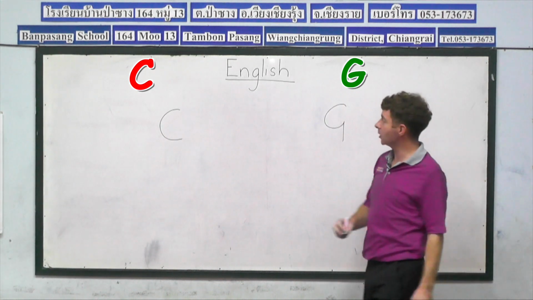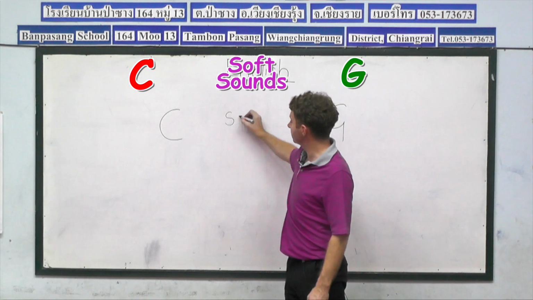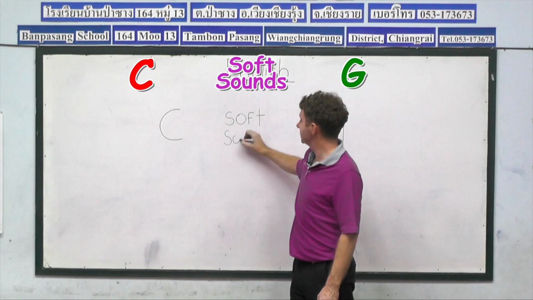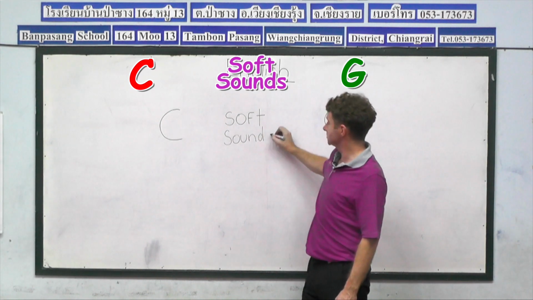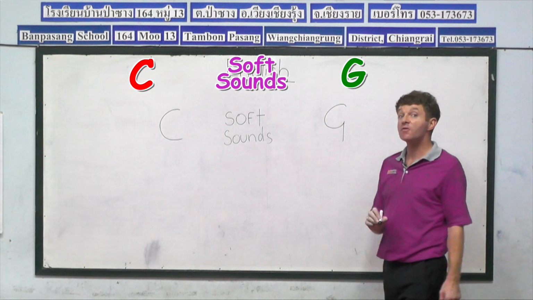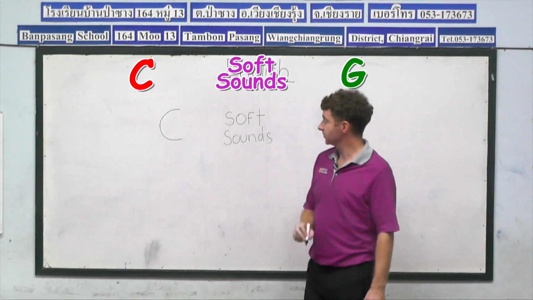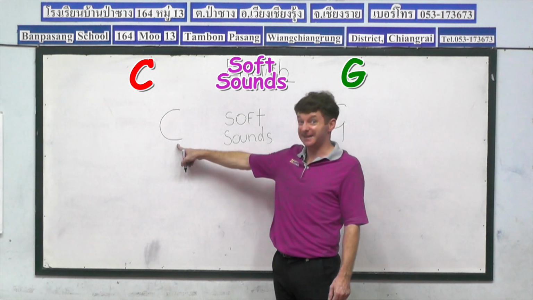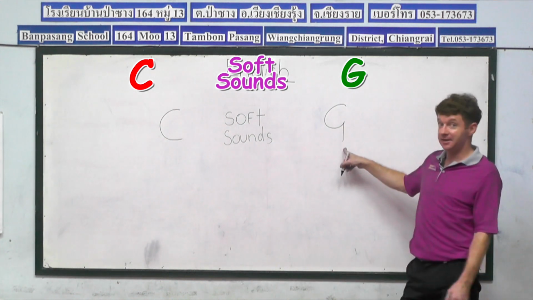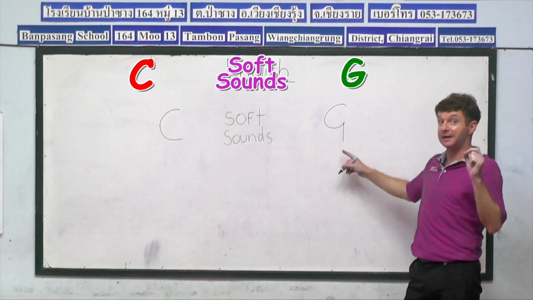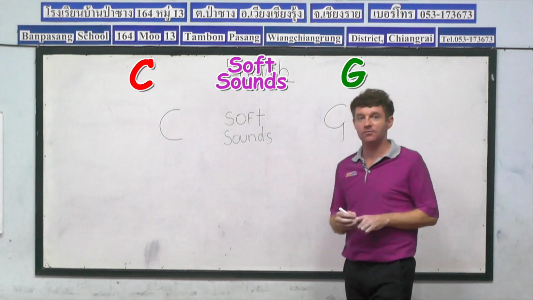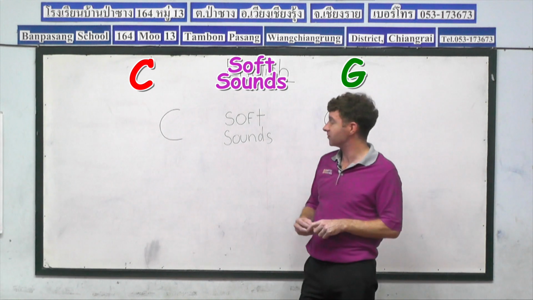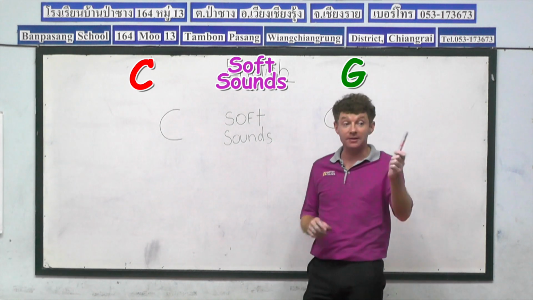But what we're going to do is have a look at the soft sounds. Can we say soft sounds? Because the letter C, sometimes we don't pronounce it like a C. And the letter G, sometimes we don't pronounce it like a G. We change the sound to speak like other letters. And when we do that, that's what's called the soft sounds. Now, I'll give you an example.